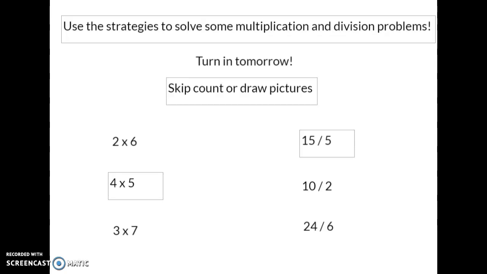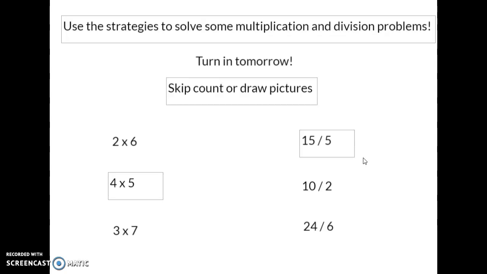It doesn't really matter which order you do them in, however you want. The problems are 2 times 6, 4 times 5, 3 times 7. Your division problems are 15 divided by 5, 10 divided by 2, and 24 divided by 6. Please put them on a separate piece of paper. Make sure you put your name on it and your number that you will turn in for credit tomorrow once we start math class.